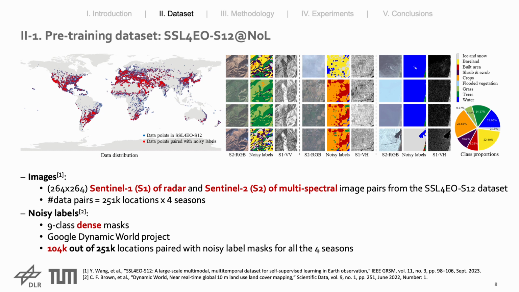We paired non-class dense noisy label masks sourced from the Google Dynamic World Project on the Google Earth Engine for this data. As a result, we successfully paired 104,000 locations with noisy label masks for all the 4 seasons, and we utilized this data with noisy labels for pre-training tasks.